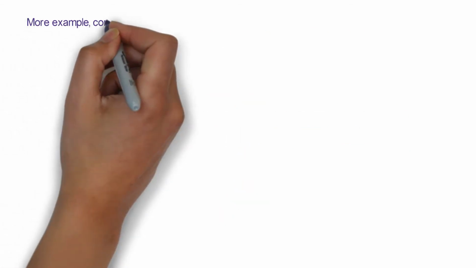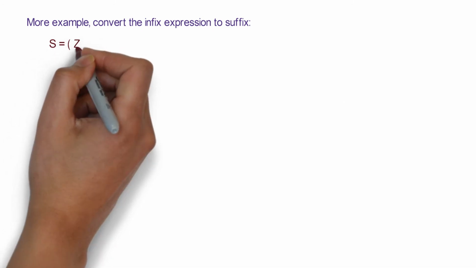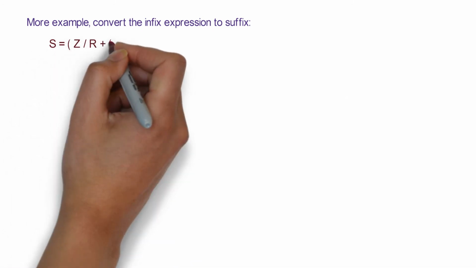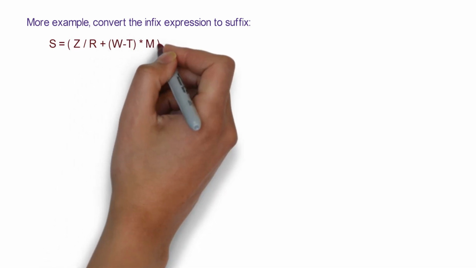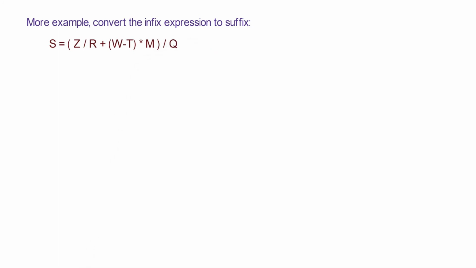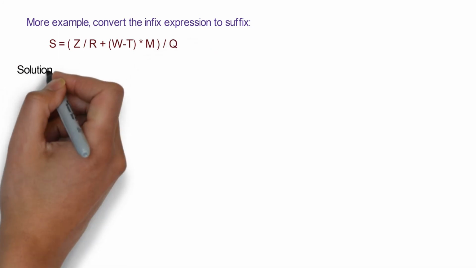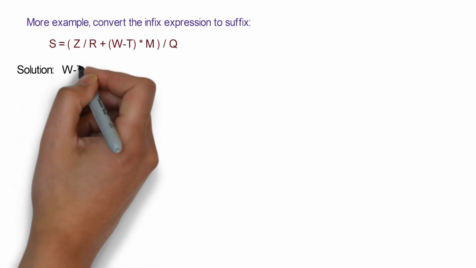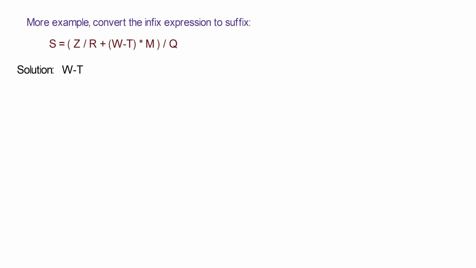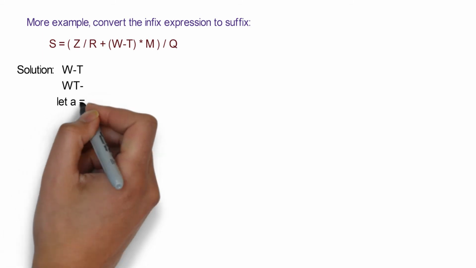More examples, convert the infix expression to suffix. S equals Z divided by R plus into bracket W minus T times M all into bracket divided by Q. Alright, so bracket first. Oops, there is another inner bracket, so we first have to tackle the inner bracket. Therefore, W minus T becomes our first point of contact. We convert that to suffix form, giving us WT minus. We now equate WT minus to A.